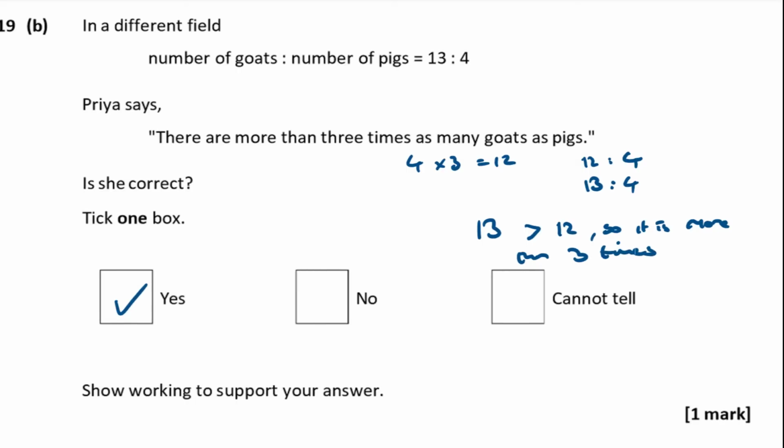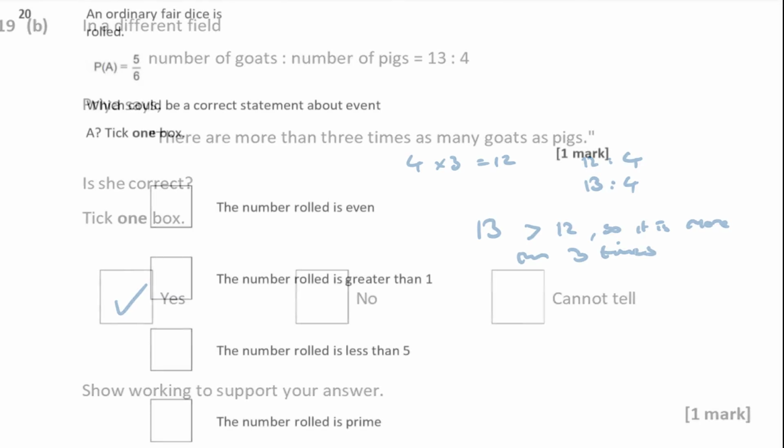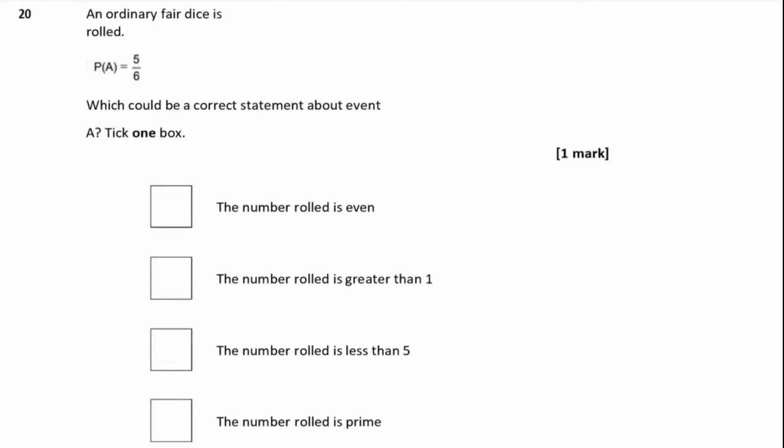Okay, I just want to make sure I've got the mark there. Question 20. An ordinary fair dice is rolled, and the probability of event A is equal to 5 over 6. Which could be a correct statement about event A? Tick one box. This is kind of an interesting question. They've given you the probability this time, but haven't told you what the event actually is. So you're going to have to see if you can come up with the event that matches that probability.